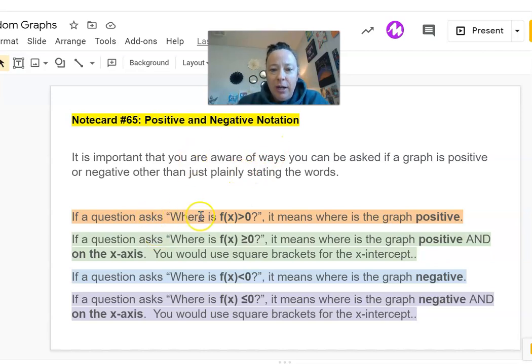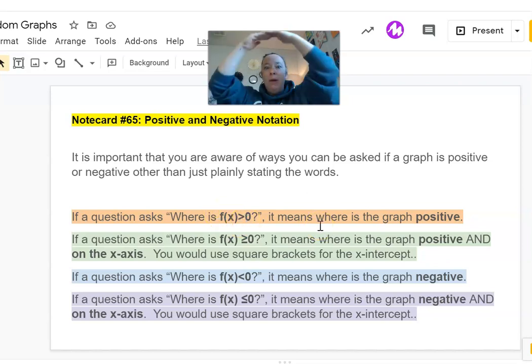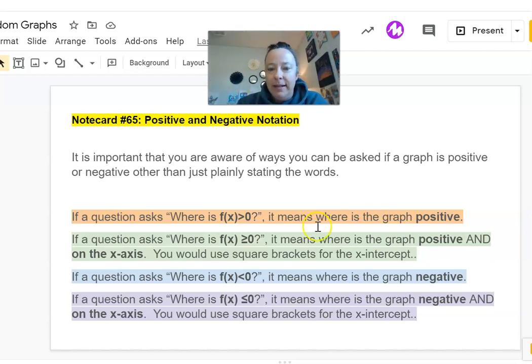So in the orange color, you could be asked this: where is f of x, which is the graph, greater than 0? That means where y's are positive, where y's are greater than 0. So that is really just asking, where is it positive?